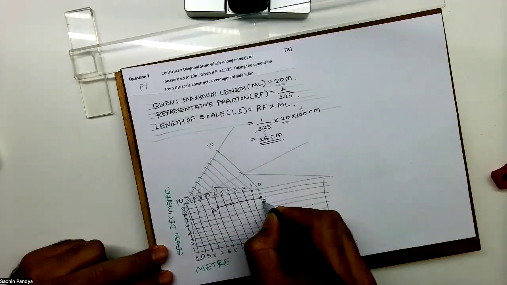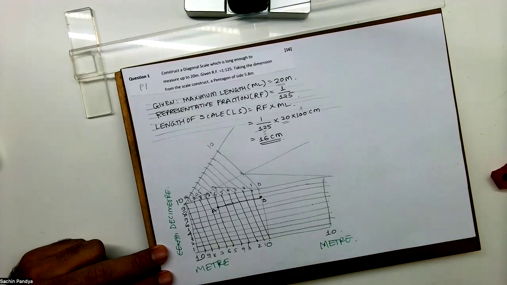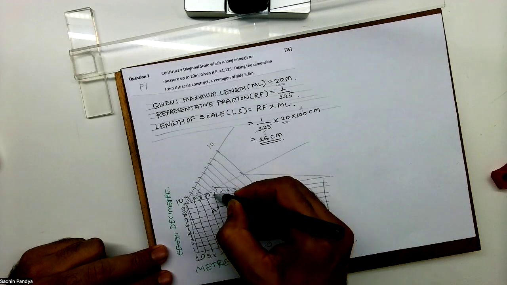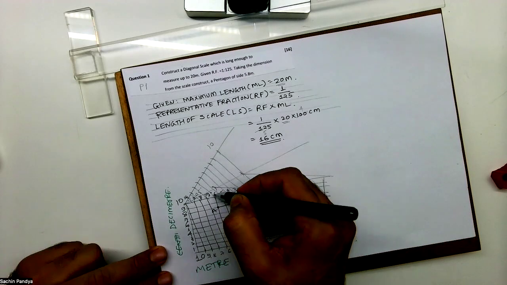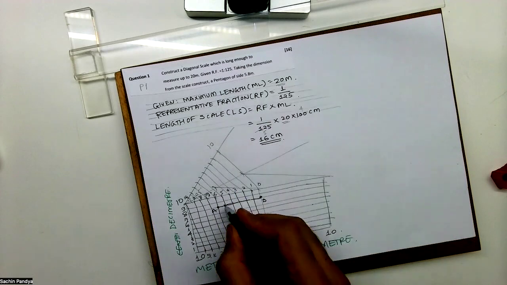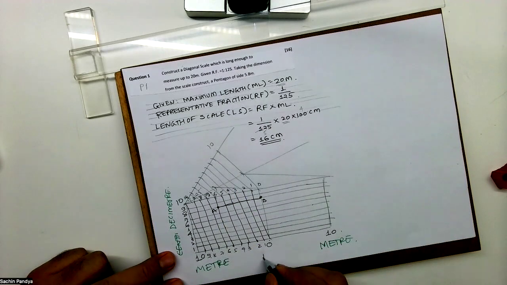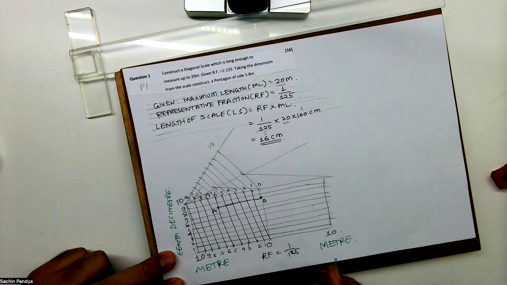Distance from A to B. Got it? See again, 5. And the line joining 5 to 6, on that line I will go up by 8 because they want 5.8 meter. So you can write RF over here, 1 upon 125. So see, this is important.